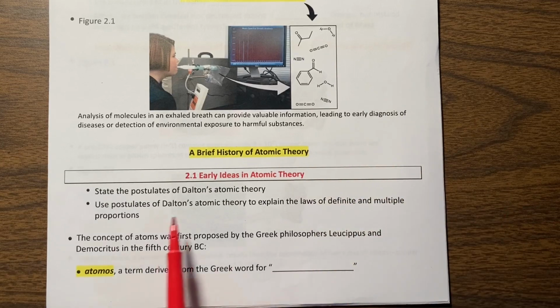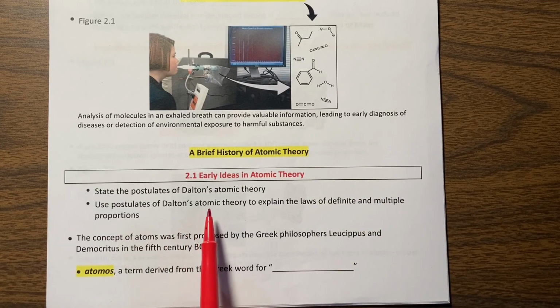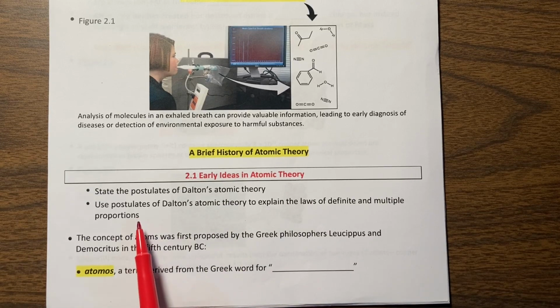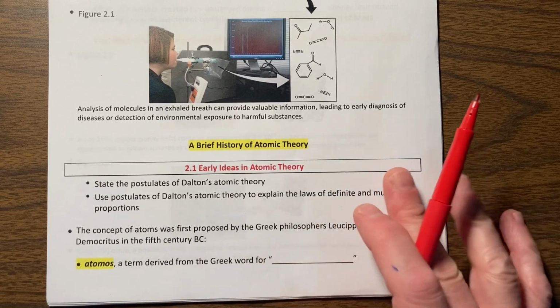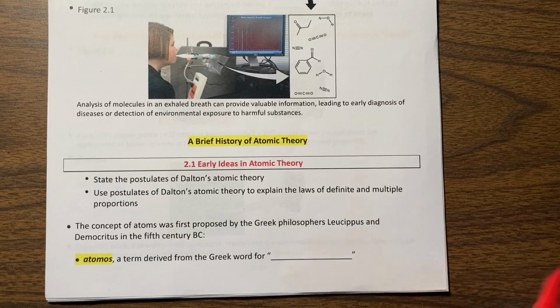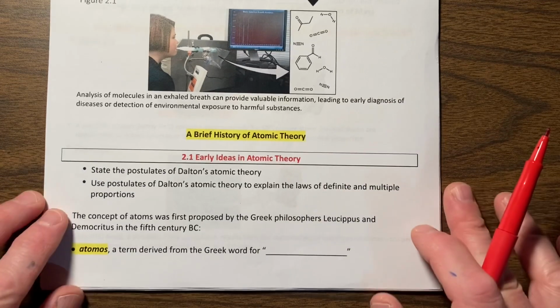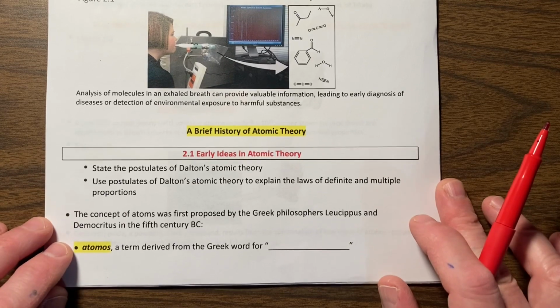We want to review Dalton's atomic theory, which came about a couple hundred years ago, and use the postulates of his theory to explain the formulas that we come up with, like H2O or CO2. Those are formulas that obey these laws of definite and multiple proportions, they're just explaining how atoms bond and the ratios that they bond in. It's all based on whole number ratios.